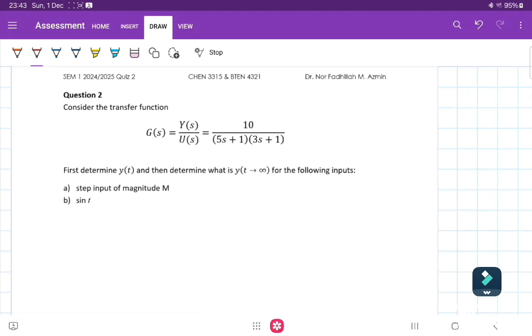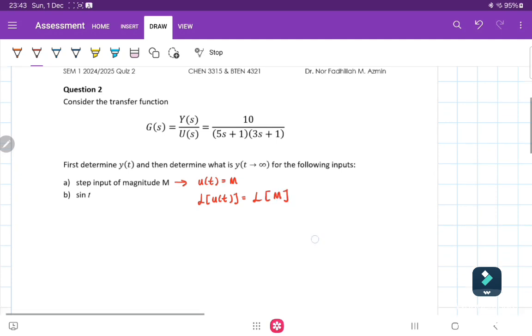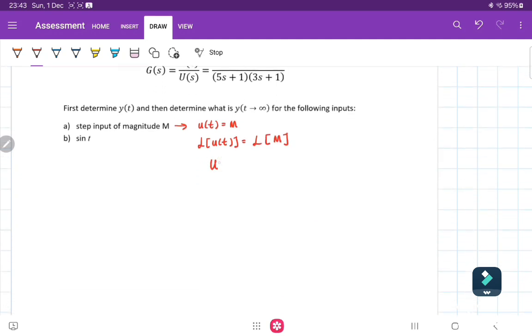So when we say that we have a step input of magnitude m, we are saying that our u of t is equal to m. For us to be able to use this, we need to transform it to the S domain. We need to use a Laplace transform. When you Laplace transform a function u of t, you will get u of s, and m is a magnitude, which is a constant, so you will have m over s. This is the one that you're going to use later.